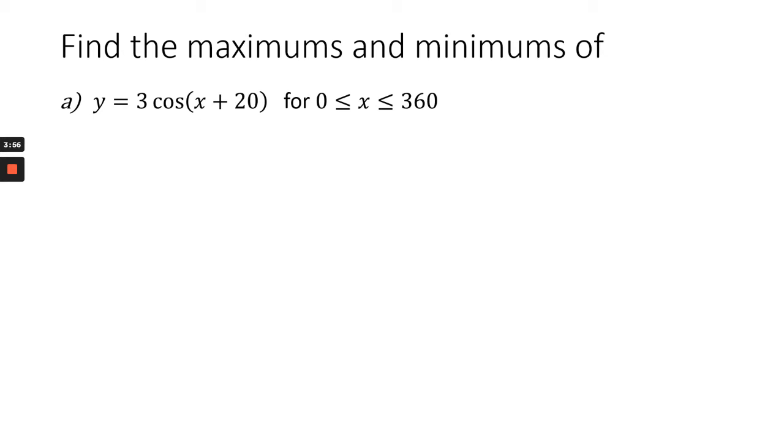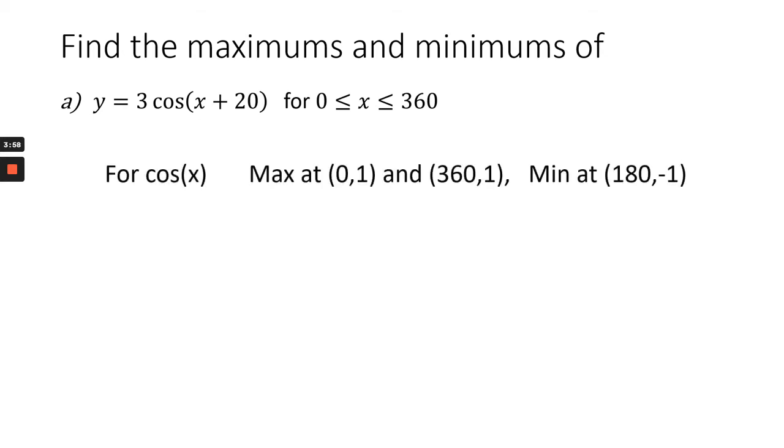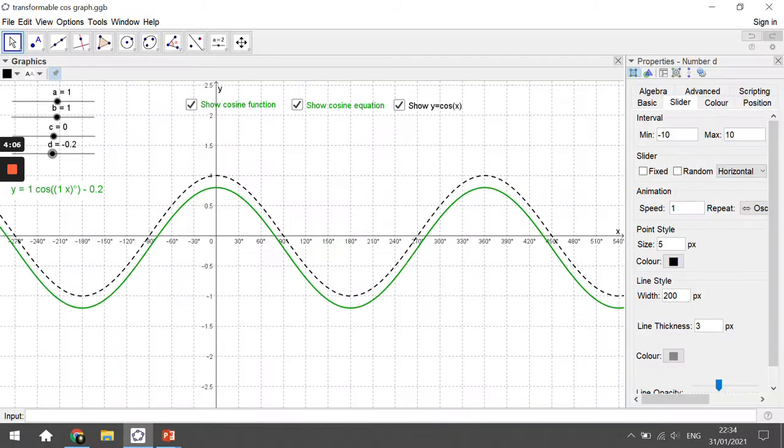So how I'd tackle this? Well, I would write down, for starters, that the cos graph, just the basic plain cos graph, has a maximum at 0, 1. So let's see that just quickly.